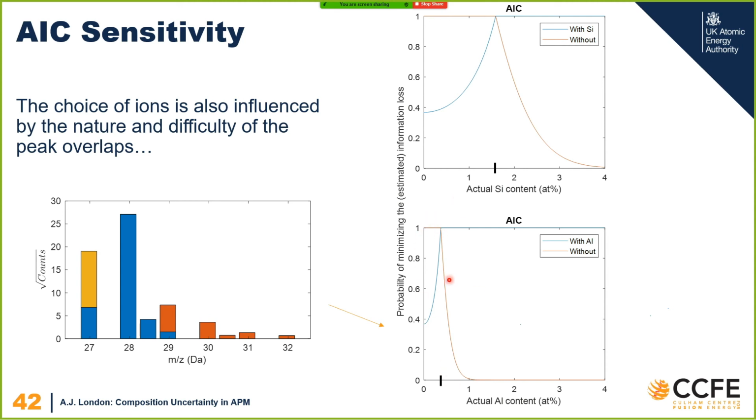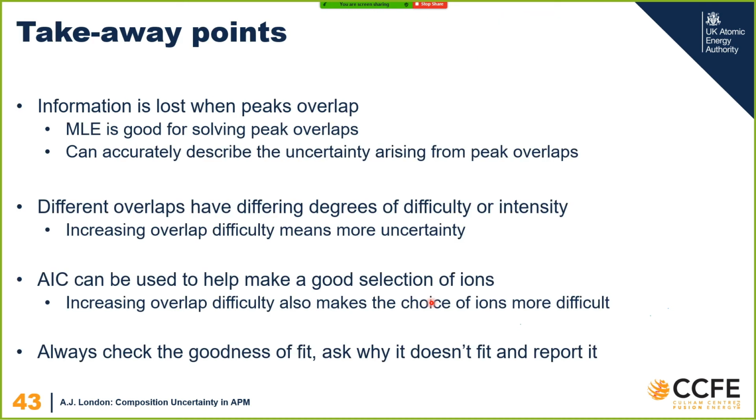And the aluminium, which is an easier overlap, the threshold is crossed a lot sooner. You need only less than 0.5% aluminium to be able to quote unquote see it in your data set and be statistically justified in adding it. So the AIC is not a panacea. It does not instantly make all of our problems go away, but it does quantify how difficult these things are, and it helps us make statistically informed choices, not just adding random ions, which I think is potentially unscientific.